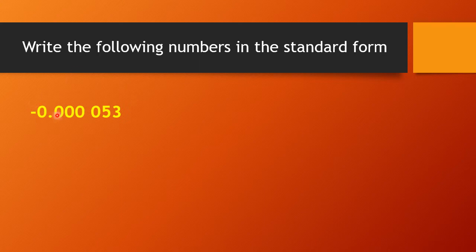How do we convert this number to be in a standard form? We will move the decimal point to the right. Count with me. 1, 2, 3, 4, 5. It will be 5.3 times 10 power negative 5. Why negative 5? Because we moved the decimal point 5 places to the right.